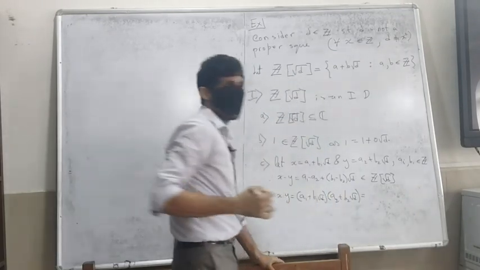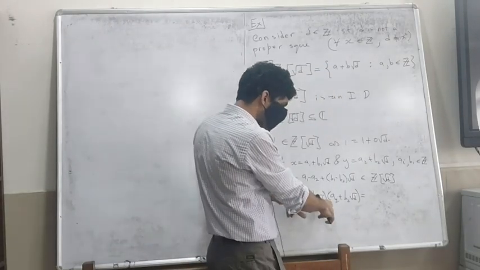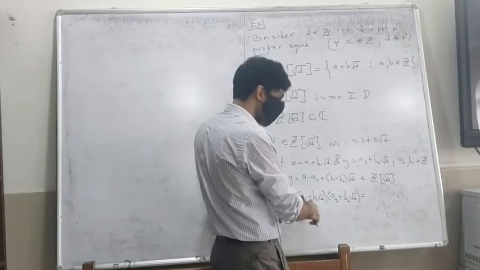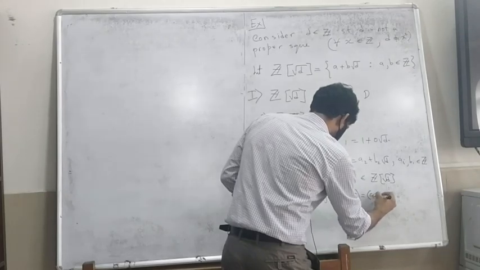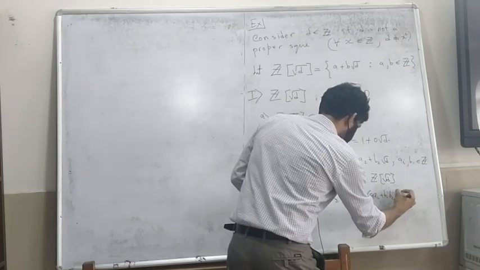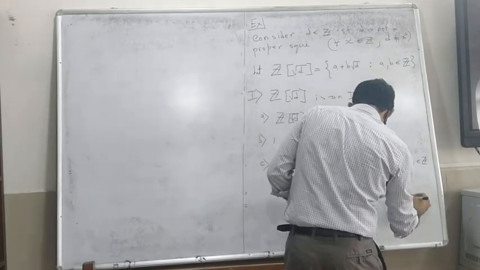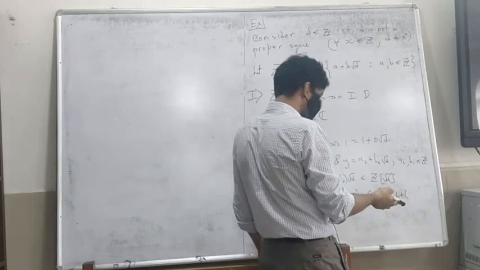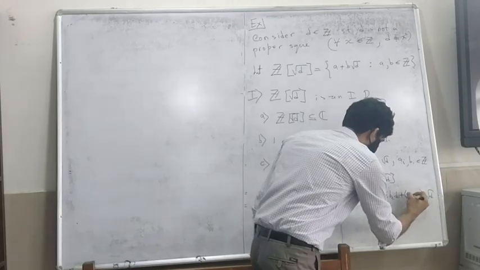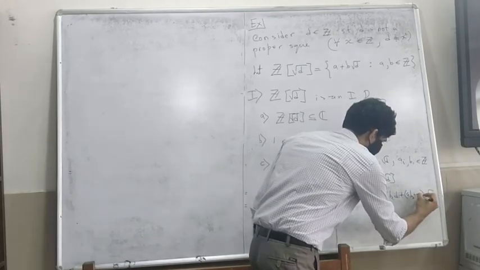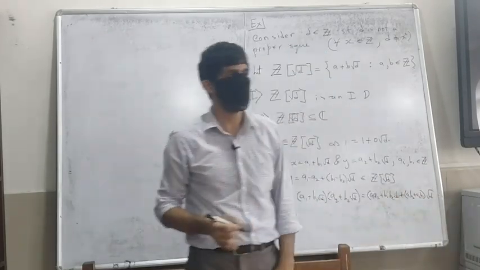Okay, let's do it. So a1 a2 plus b1 b2 d, right, because square root into square root is going to give you d. What gets multiplied to root d? It's a1 b2 plus a2 b1. Check and see: a1 b2 plus a2 b1. So this is an integer, this is an integer, so that is also in Z root D.